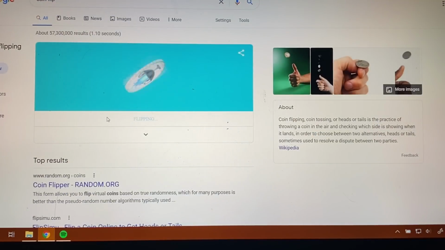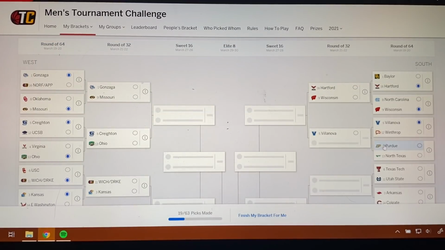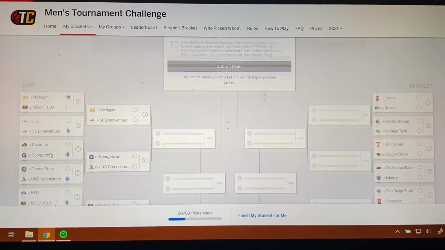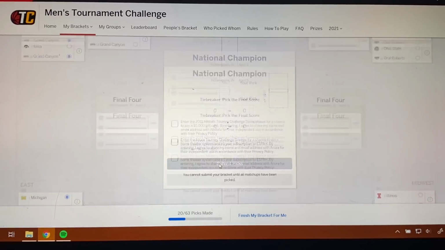Purdue versus North Texas up next. Will we see North Texas as a 13 seed? We will not. They were the first 13 seed to lose. We had, who did we have? We had Ohio here, and then who was the 13 seed down here? I can't even remember. We had UNC Greensboro, that's right.